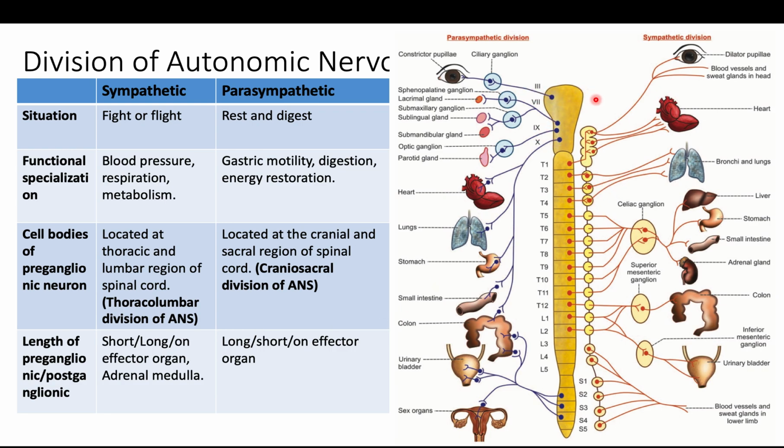Both of them have the pre and post order neuron, preganglionic neuron as well as postganglionic neuron. Similarly, the parasympathetic has a pre and a post order neuron, meaning they have two neurons. But what makes the difference between the sympathetic and parasympathetic is specifically the length of the pre and post neuron. If you take a look at this, you can see which one is longer and which one is shorter. The pre neuron is shorter and the post neuron is longer in the sympathetic nervous system. But for the parasympathetic, it's the opposite. The pre neuron is longer compared to the post neuron.